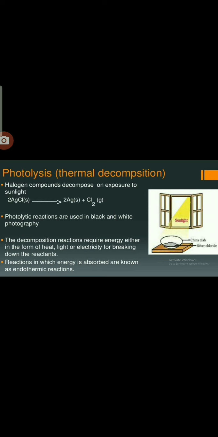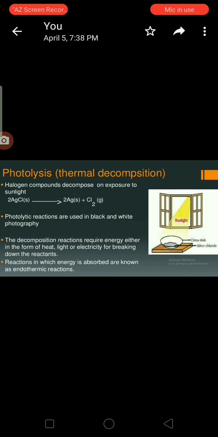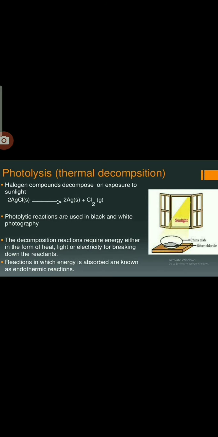So look at AgCl, in this arrow we will write sunlight. We will get what? Ag plus Cl2. And this reaction, if the decomposition reaction is in the presence of sunlight, then we can call it thermal decomposition. And here also heat is absorbed, so we can call it an endothermic reaction.